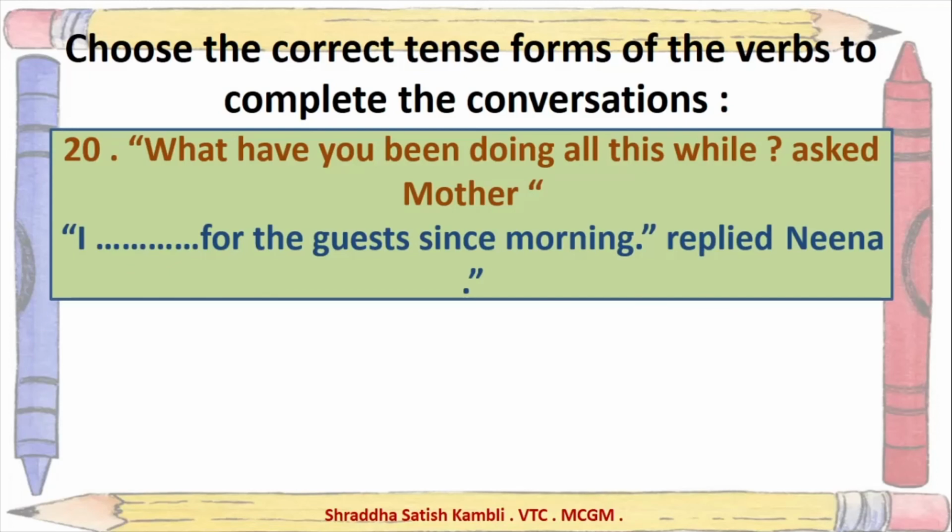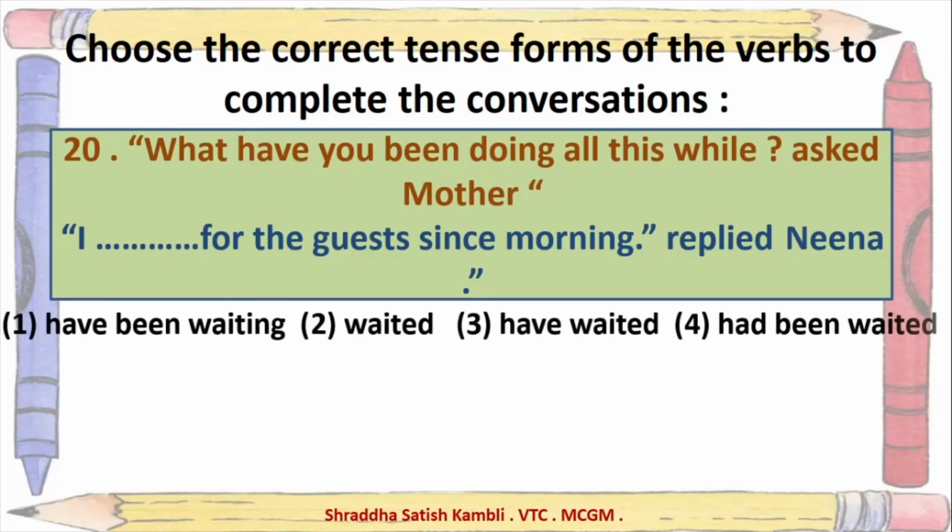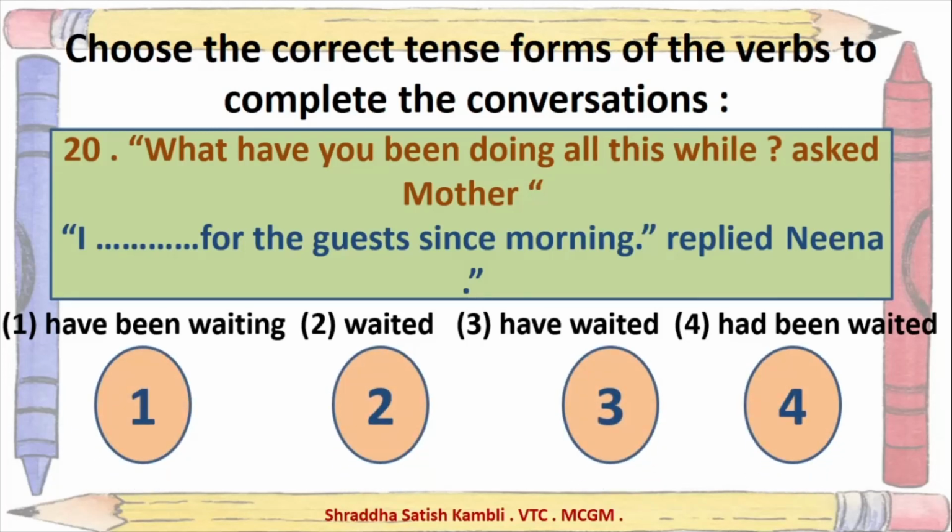What have you been doing all this while? Asked mother. I dash for the guests since morning, replied Nina. I have been waiting for the guests. I waited for the guests. I have waited for the guests, or I had been waiting for the guests. So, what is the correct answer?